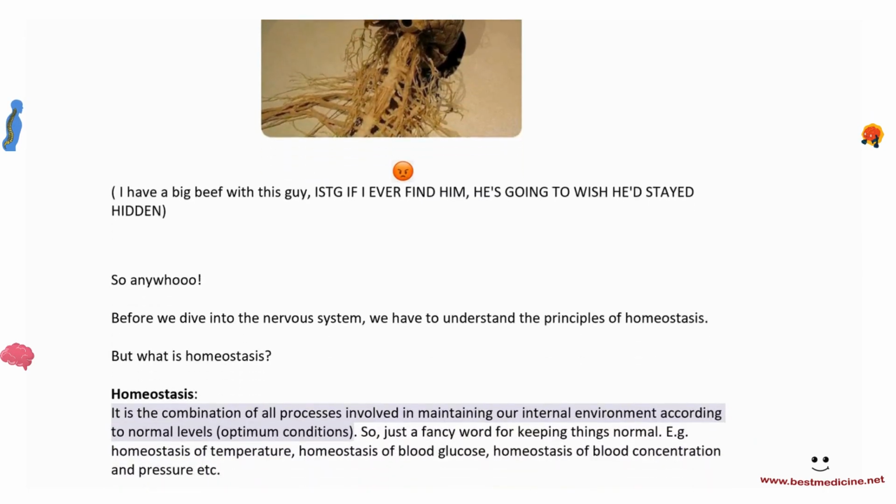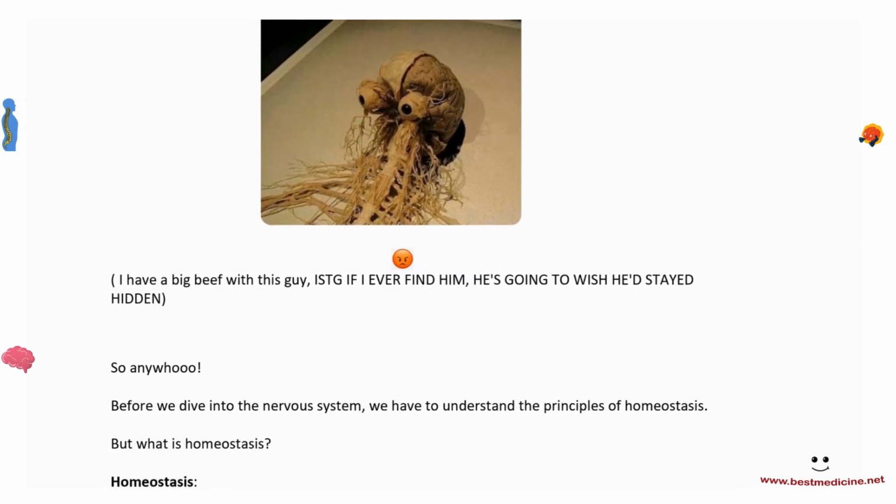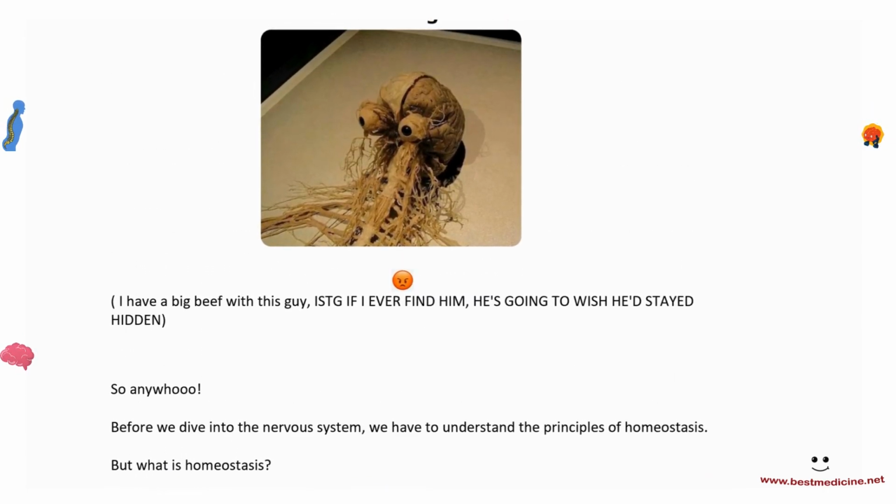So anyways, before we dive into the nervous system, we have to understand the principles of coordination, principles of being able to regulate the internal environments of the body. That's called homeostasis. What is homeostasis? Homeostasis is just a fancy word that we give to regulating the activities of the body according to normal levels. For example, temperature. Our normal human body temperature is 37 degrees Celsius, and if it increases, then we gotta decrease it, and if it decreases, then we gotta increase it, and that is the homeostasis of temperature.